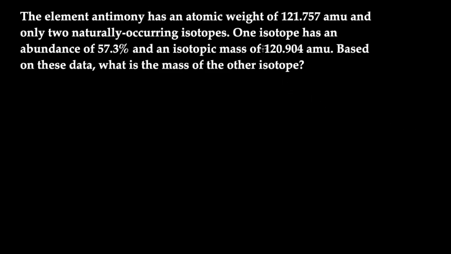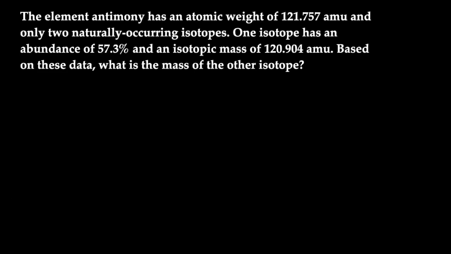So in this question, we have this element here, and we're given the average atomic mass of that element, and we're told it has two naturally occurring isotopes. We're only given the percent of one and the mass of one of them, and we're asked to find the mass of the other isotope. Because this has only two naturally occurring isotopes, and we have the percent of one, we can find the percent of the other one.